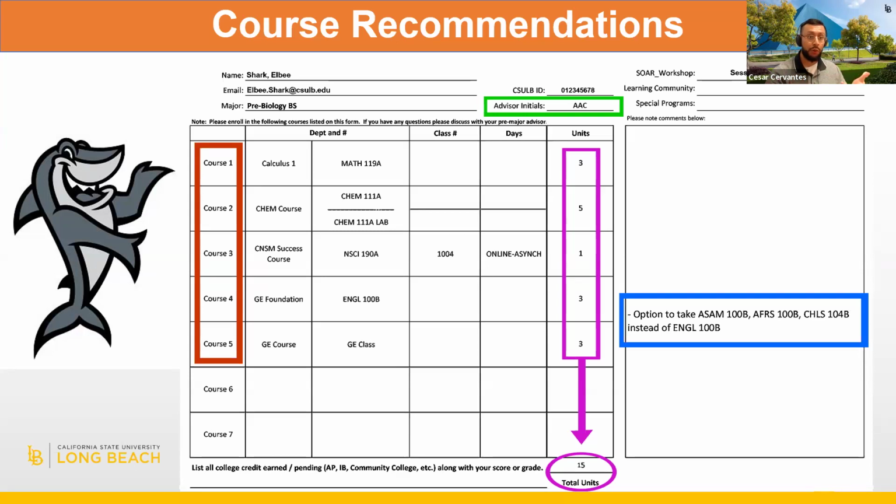And I think the other important factor is you can see, for example, in this example, it says option to take ASAM 100B, AFRS 100B, and a ton of other courses. And you can see that it's sort of right next to the English 100B. So instead of English 100B, you have the option to take any of these other courses that are listed here if in the event English 100B is not something that works with your particular schedule. So there are different options.